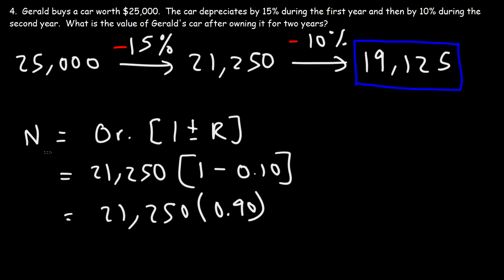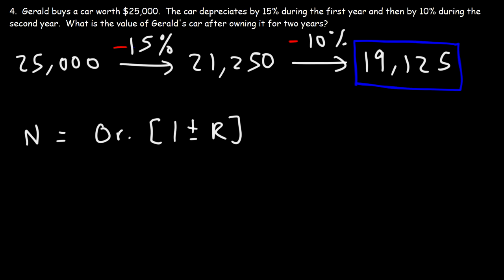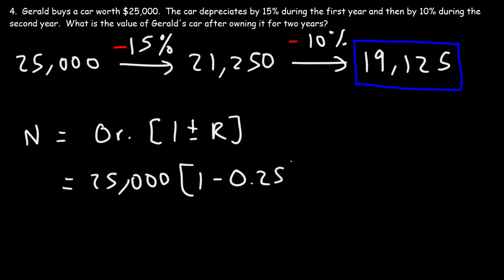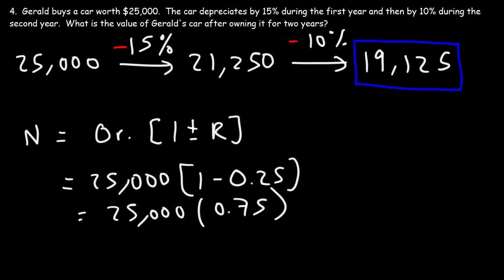Now, here's what we can't do. We should not add these two values and say that it decreases by 25%. If we did that, notice what answer we would get. Let's start with the original 25,000 number that we had. And let's say r is 25% or 0.25. So basically, we have to calculate 75% of 25,000. And this will give us a different answer, 18,750. As you can see, it's not the same as this one. So just keep that in mind.